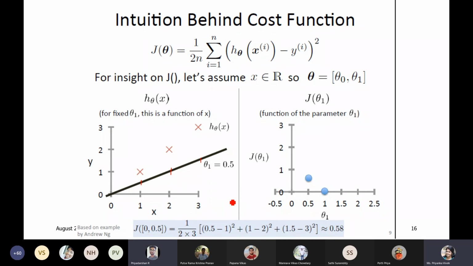Yes, ma'am. Somebody else? What's that, divided by 2n, ma'am? Divided by 2n. That is because these many terms are there, no? So it's kind of normalizing. N points, or n instances, we are considering, isn't it? So we are dividing it by n. But 2 is not required, no, ma'am? No, 2 is required.